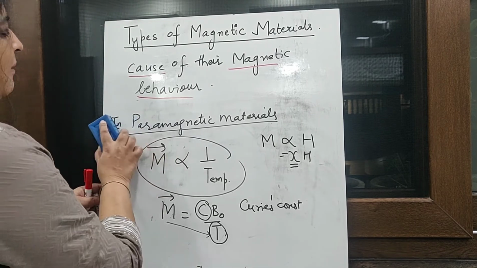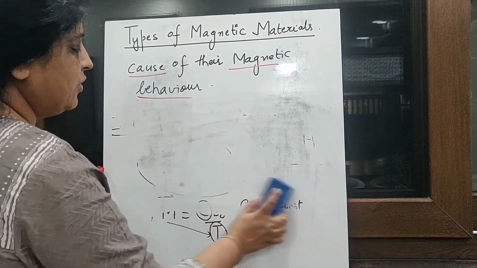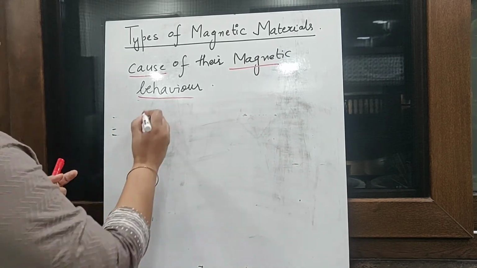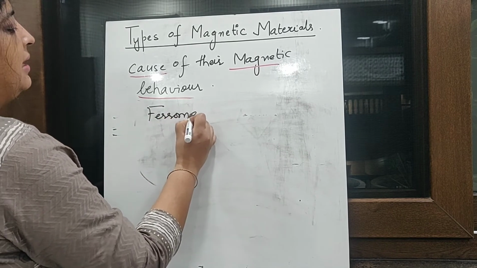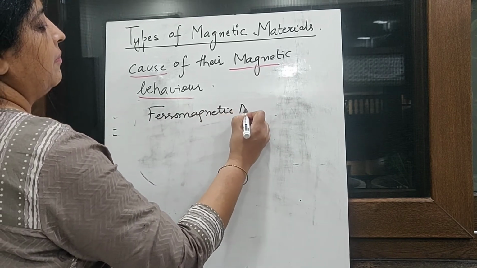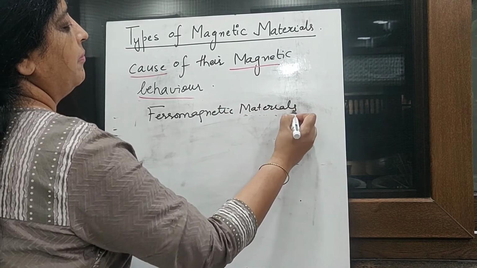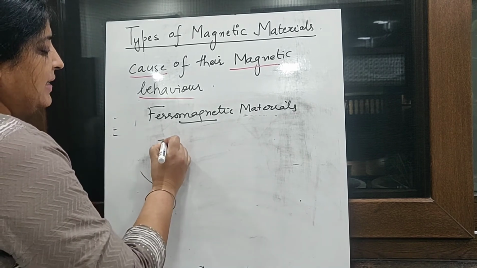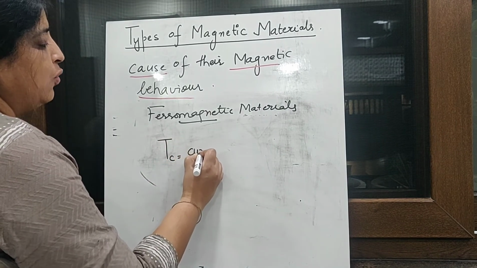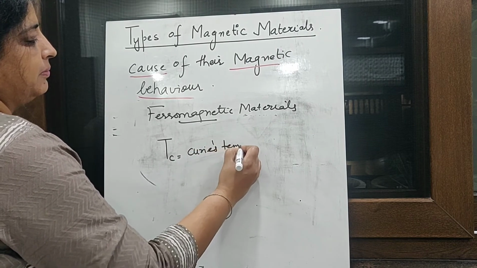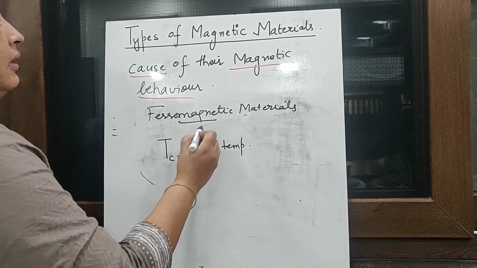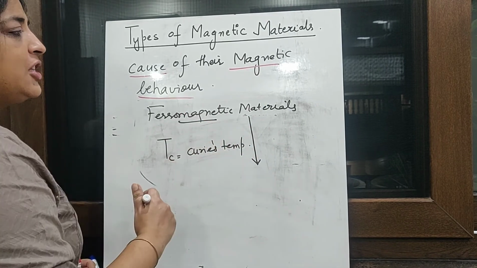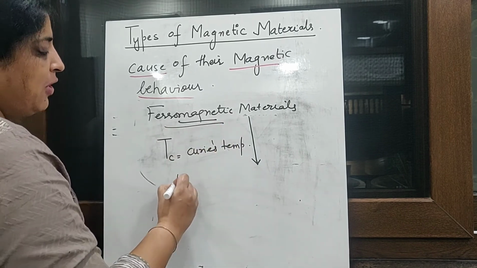Then after paramagnetic materials, there is another thing that we just now talked about. It was ferromagnetic materials. Now in ferromagnetic materials, you always remember one thing, that there is a temperature which is known as Curie's temperature, at which a ferromagnetic material starts transition from ferromagnetism to paramagnetism.